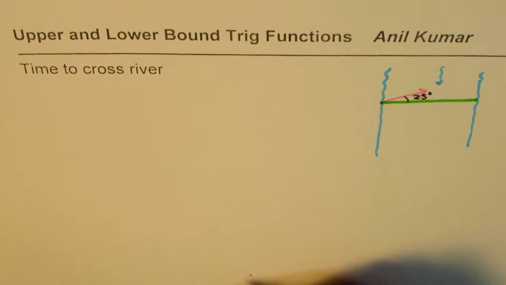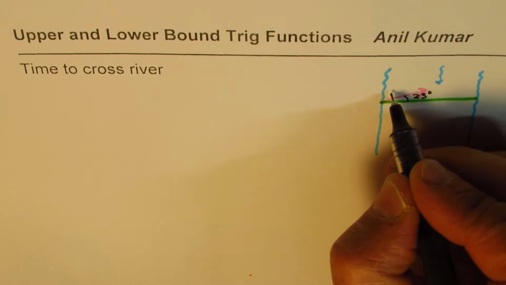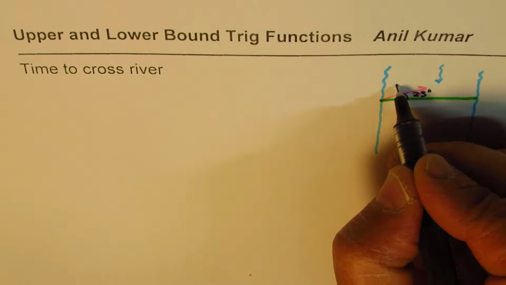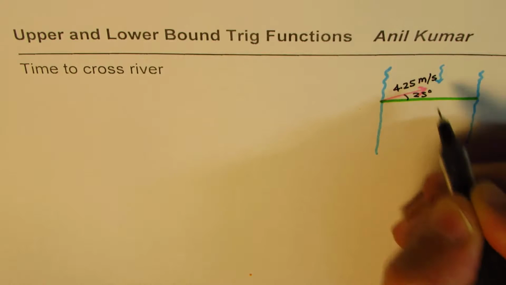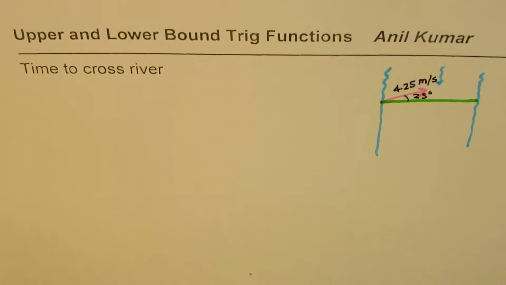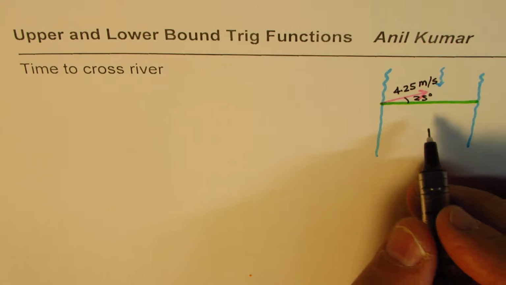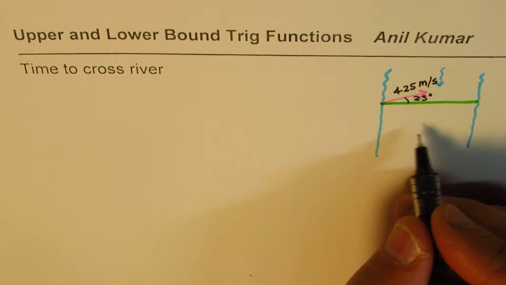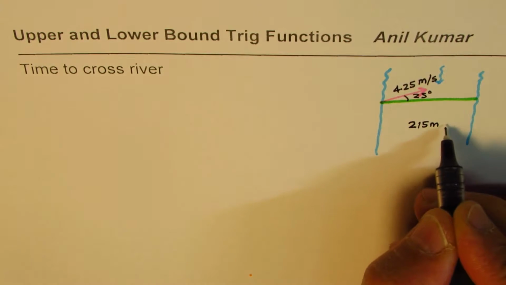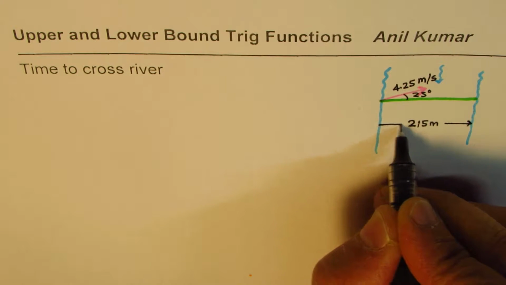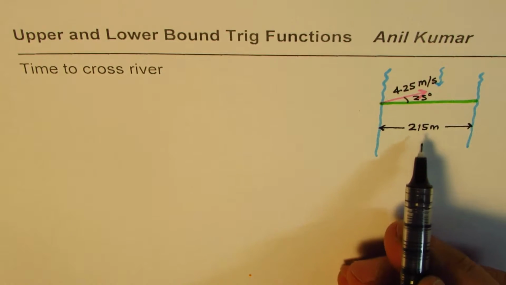And let us assume that the velocity with which the boat is being rowed is, let's say, some value, 4.25 meters per second. Let that be the velocity, correct? And let us take the width of this river also. Let us say that the width of this river is, let's say, 215 meters. So we have taken width as 215 meters.